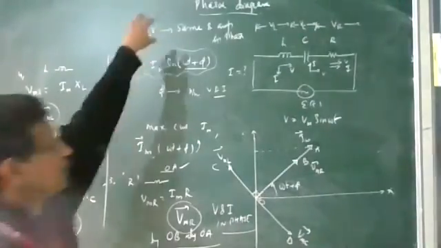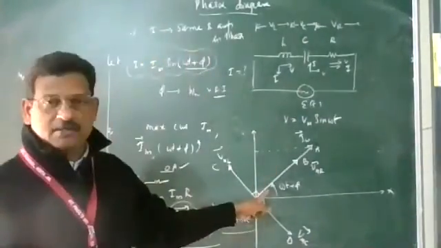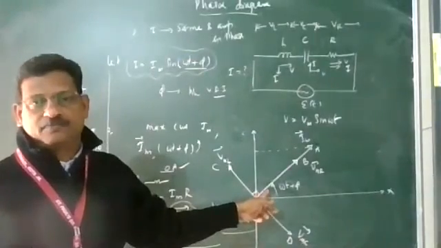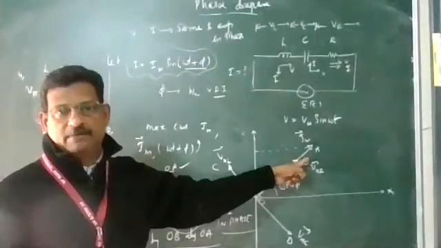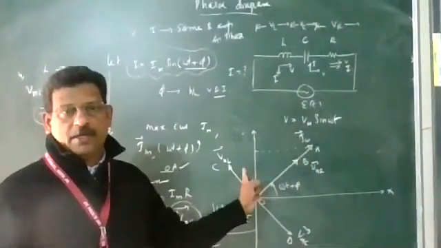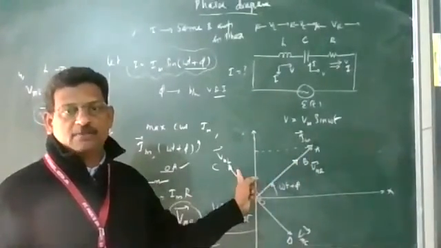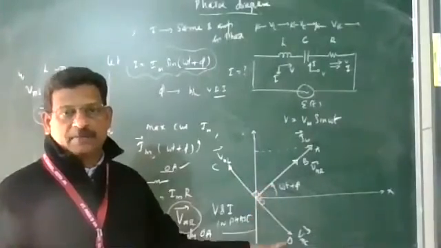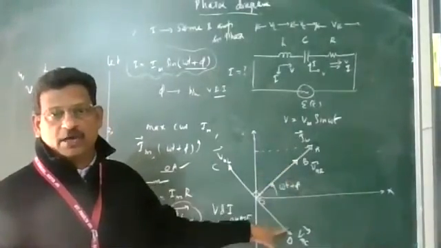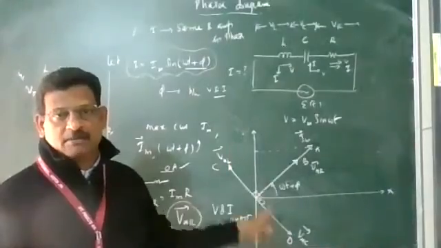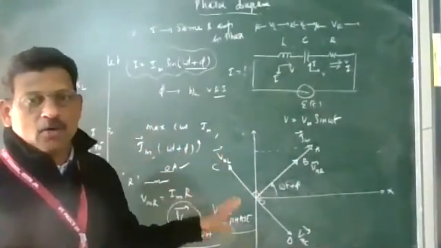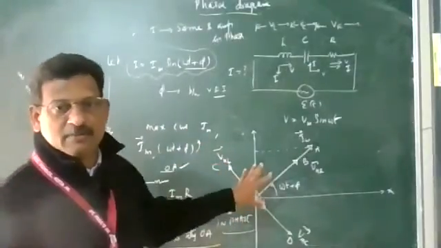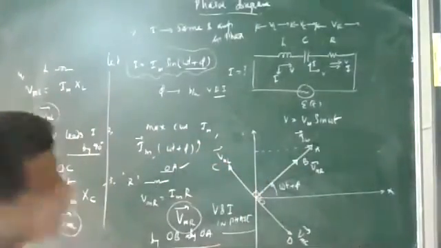So first, current is marked and taken as the reference. Voltage across the resistor is in phase, on the same line. In the case of the inductor, voltage leads because current lags. In the case of the capacitor, current leads, so voltage lags. You can see the diagram. So the phasor diagram of the LCR circuit is completed. Now, all other information is taken from this phasor diagram only.